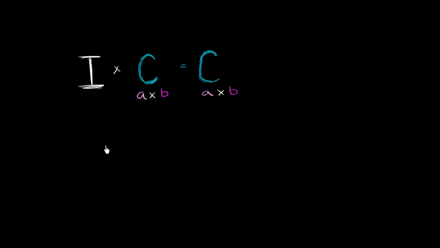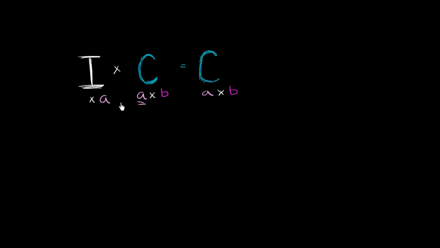Well, one thing we know is that matrix multiplication is only defined if the number of columns of the first matrix is equal to the number of rows of the second matrix. So this one has A rows, so this one's going to have A columns. Now, how many rows is this one going to have?